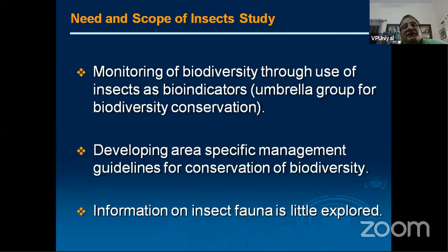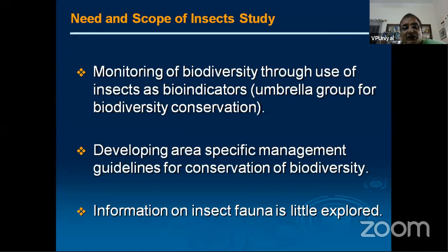But why do we do the insect study? Why should we go further in conducting the study of insects? For monitoring of biodiversity, developing species specific management guidelines. If you are in the forest department, in charge of a division or various forests, and you are giving guidelines for the management of the forest, this documentation of insect study is important.